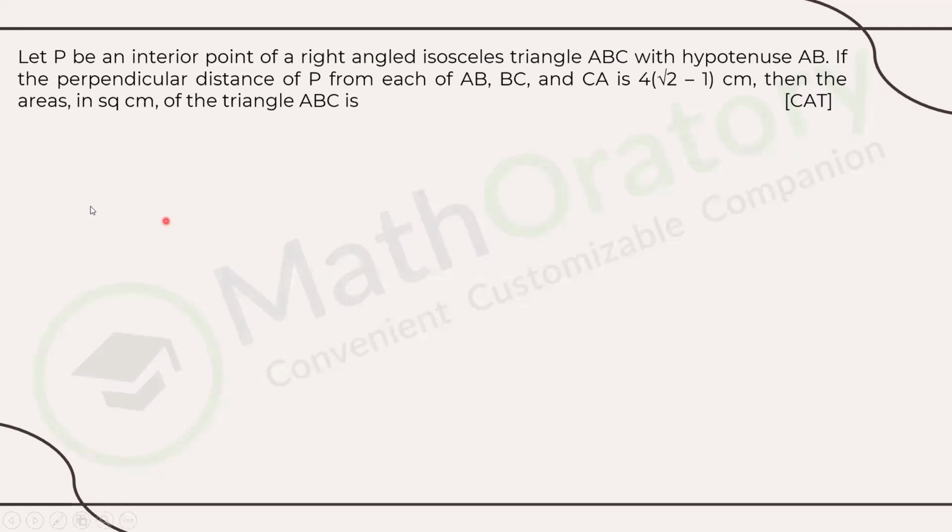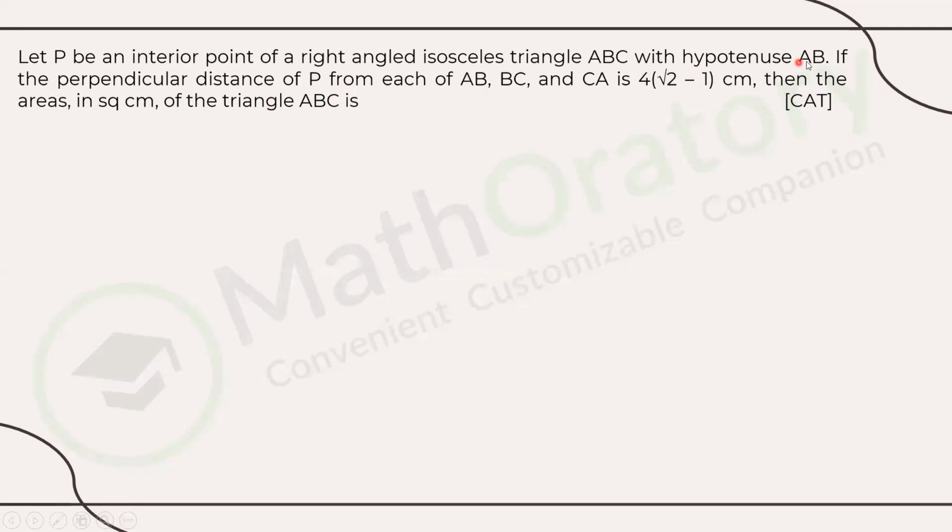Yes, sir. So we have P, an interior point of a right-angled isosceles triangle ABC with hypotenuse AB, meaning C should be the 90-degree angle. Now, it says the perpendicular distance of P from each of AB, BC, and CA is this much, then find the area in square centimeters of the triangle ABC. So we are looking for the area of the triangle ABC.